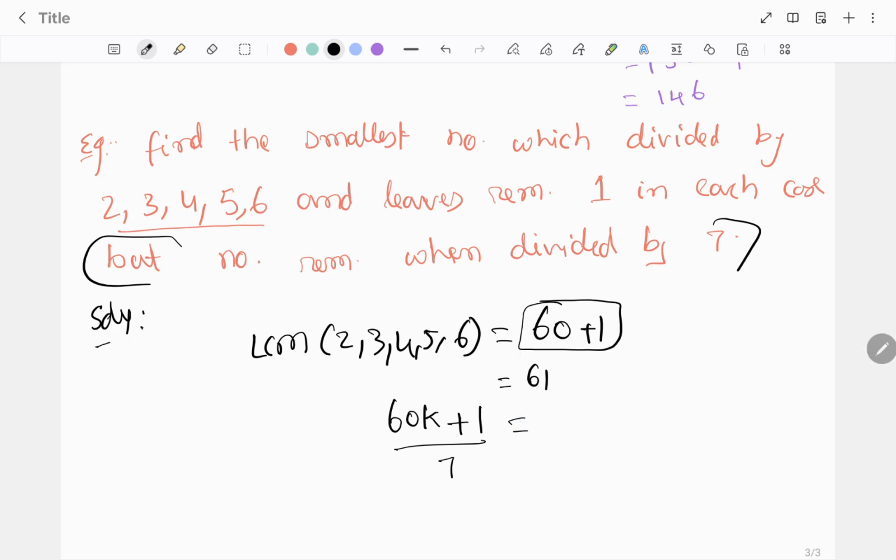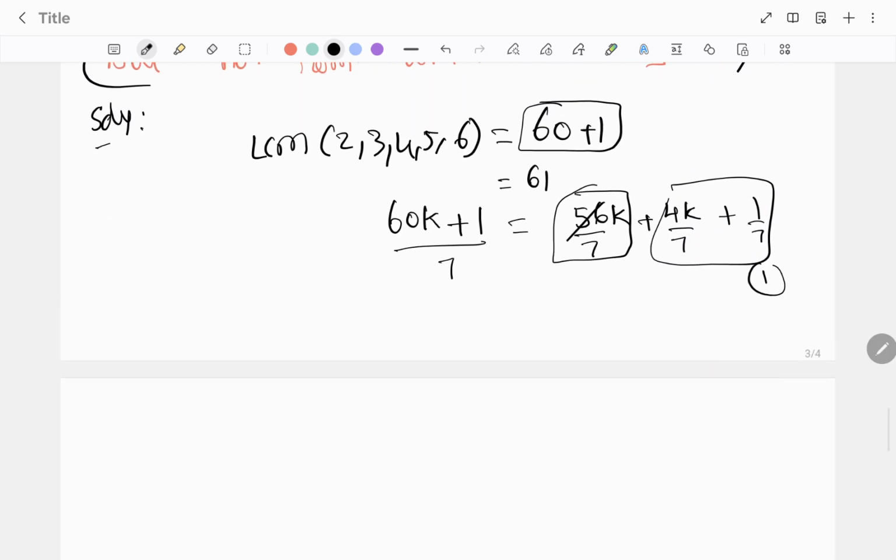Now in 60, the number divisible by 7 is 56. I can divide this as 56 by 7, 4k by 7, and 1 by 7. Since the dividend is less than 7, there is one remainder here. 56 divided by 7 is no problem; in this case 0 is the remainder. Now what value must k take so that on adding 1 it is divisible by 7? This can be written as 4k plus 1 by 7.